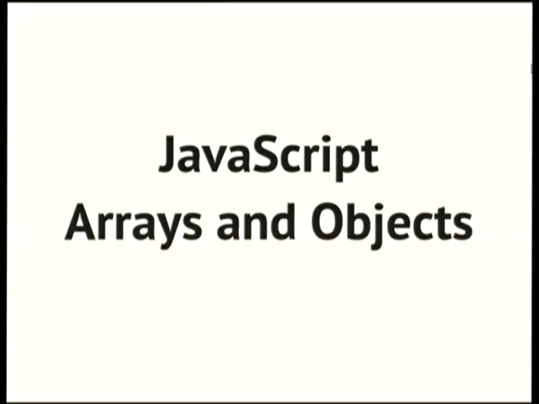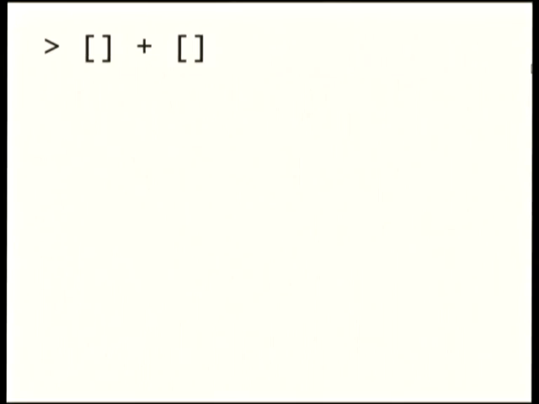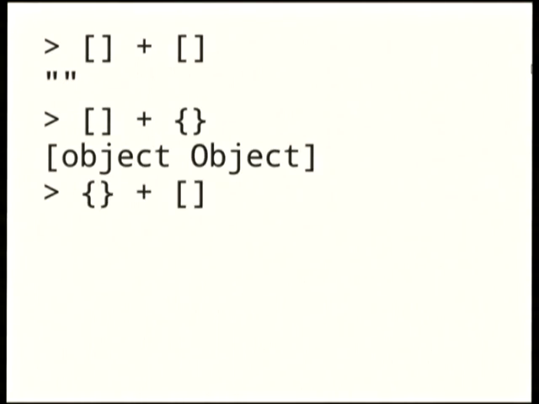But then you've got arrays and objects. This can't be too bad, right? What do you think this is going to be? Empty string. An array plus an object. An object. Well, that makes sense. So if we reverse that, because associativity, it's going to be zero. And then if you add two objects together, it's not going to be a number.